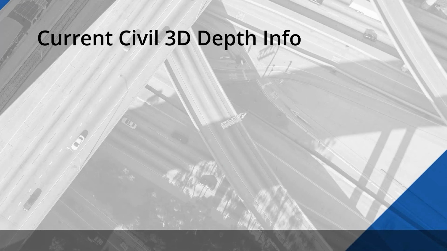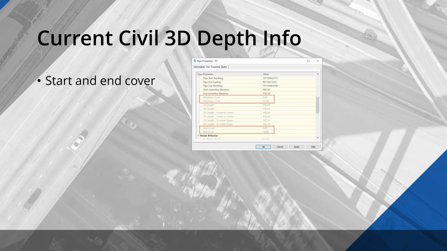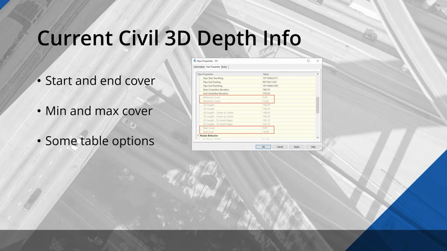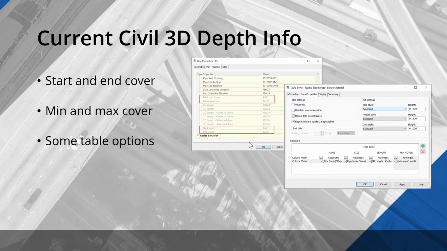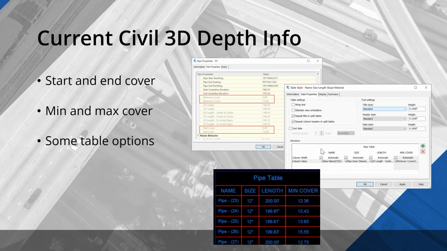Yet this data that we can get out of Civil 3D currently leaves a little to be desired. We can get a start and end cover, for example, of pipes. We can get minimum and maximum cover. What about how much of the pipe is at this depth, or how much of the pipe is at that depth, and so on? These values, min and max, start and end, we can generate Civil 3D tables with, but they're not really giving us what we are after.